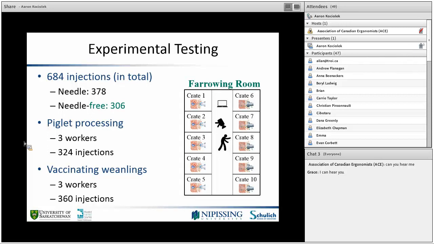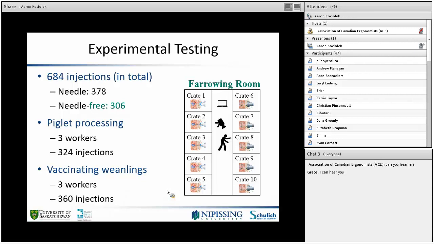You can see we collected data for 3 workers there and 324 injections. And then for vaccinating weanlings, we also collected data on 3 workers and 360 injections. This part of the job is much more specialized in terms of just providing a vaccination and moving on to the next piglet. So it's a little bit more focused on just the injection part of the task.